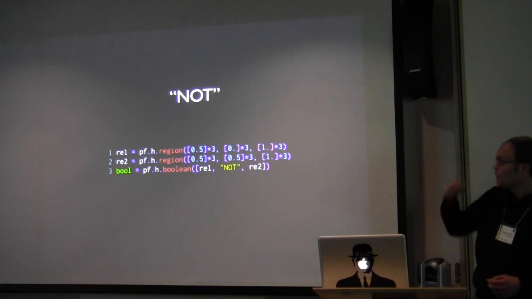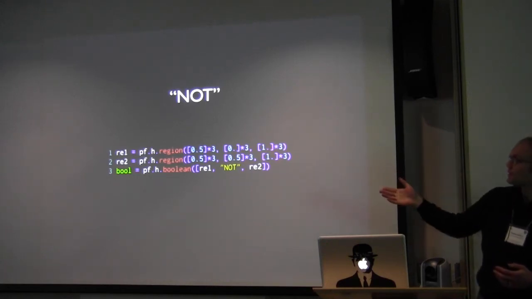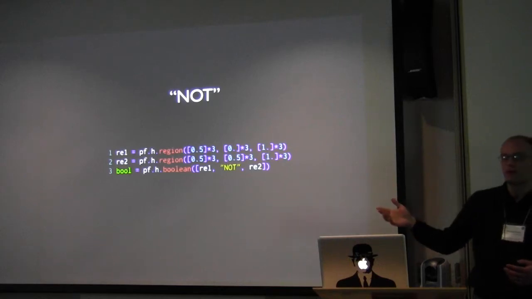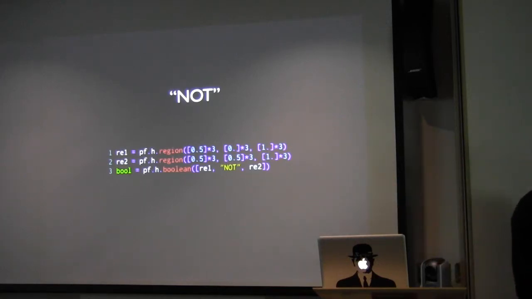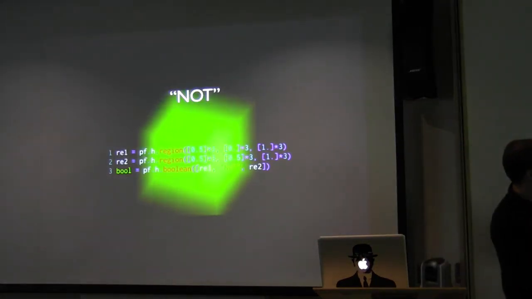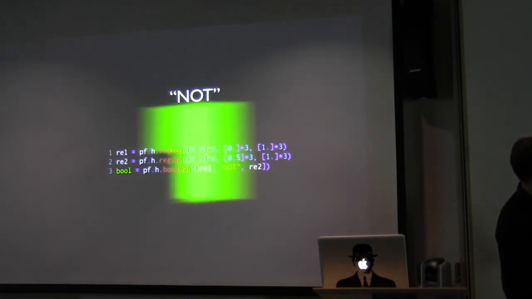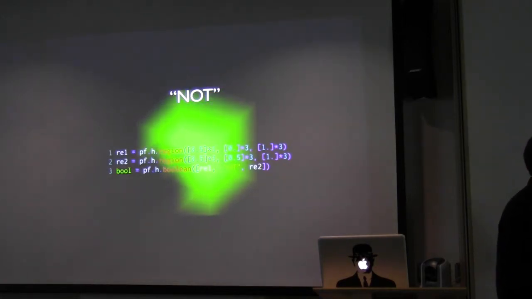Not, on the other hand, so here I'm defining two regions, and I'm combining them with the not command. The best way to think about that is it's a subtraction where the second region is subtracted from the first. And so if I show you the movie, you can see that I have a large cubical region where I pulled out a corner by using the not command.